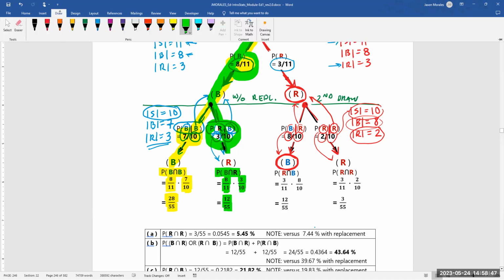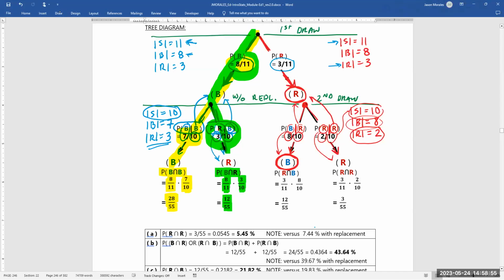Okay, now let's look at the red side of the branch. So down here at the bottom, we've got the probability of getting red first, followed by blue second. So that's going to be red in the first draw and blue in the second draw. And so the probability of getting red is 3 out of 11. And then the probability of getting blue second is 8 out of 10. 3 over 11 times 8 over 10 will reduce to 12 over 55.